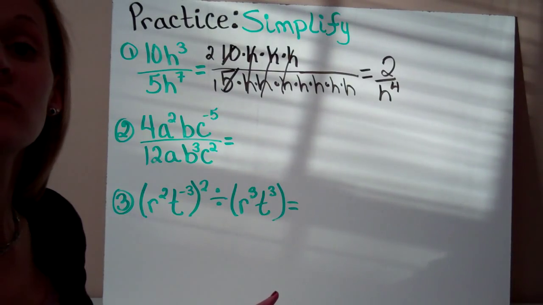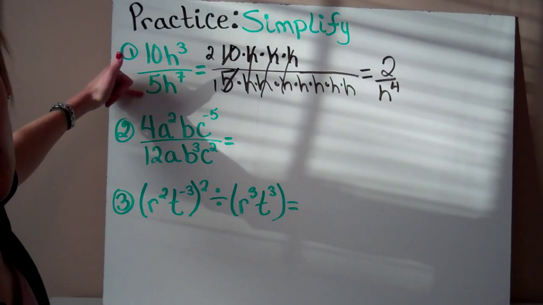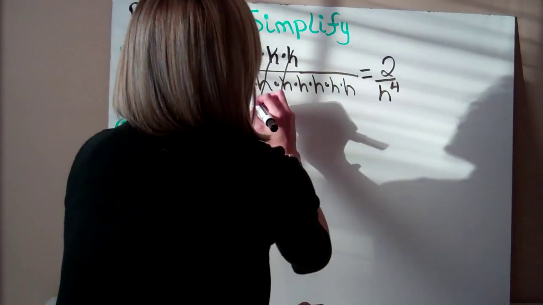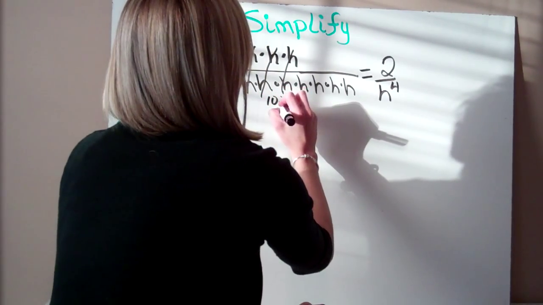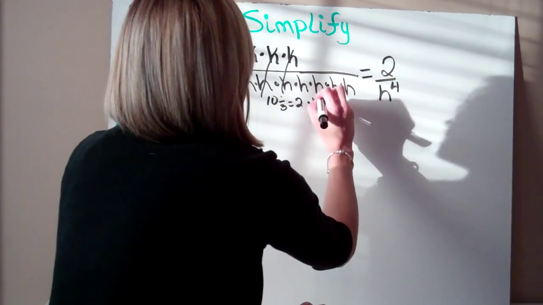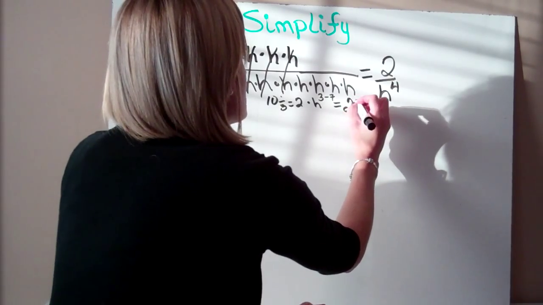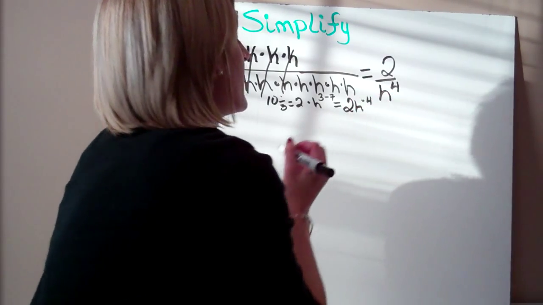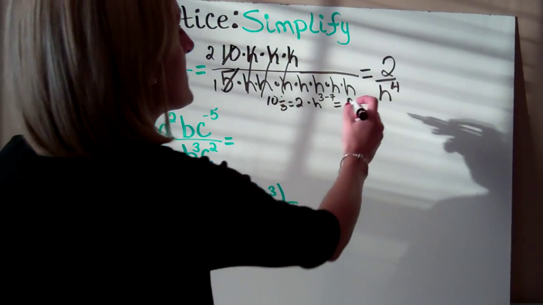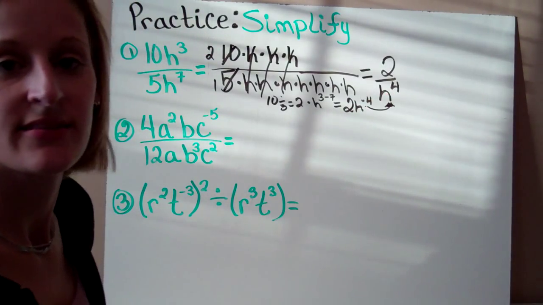Now, if I would have done that without doing all that, I did 10 divided by 5, which is 2. Then you're going to do h to the 3rd minus 7, and that's going to give you 2 times h to the negative fourth. Basically, I took this and wrote it with positive exponents, just like that.